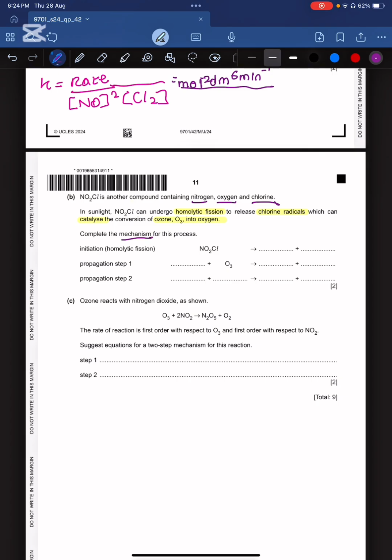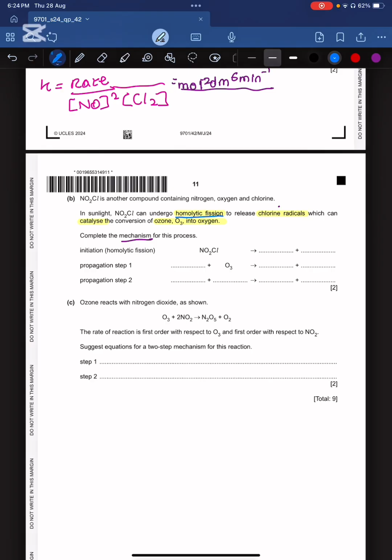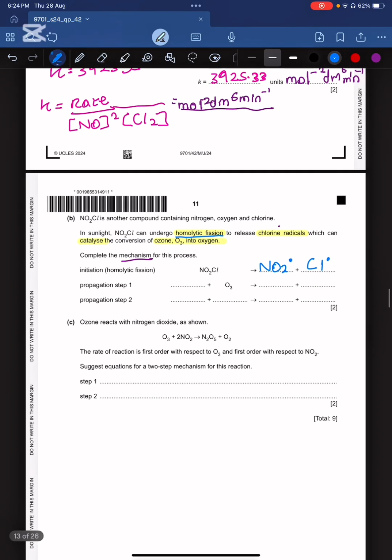Okay. Firstly, we use the first information that was given to us. That is that it can undergo homolytic fission. How do we undergo homolytic fission? We just convert them into two radicals. Homolytic fission is simply the formation of two radicals. So NO2Cl becomes NO2 radical plus Cl radical. Now, propagation step one.